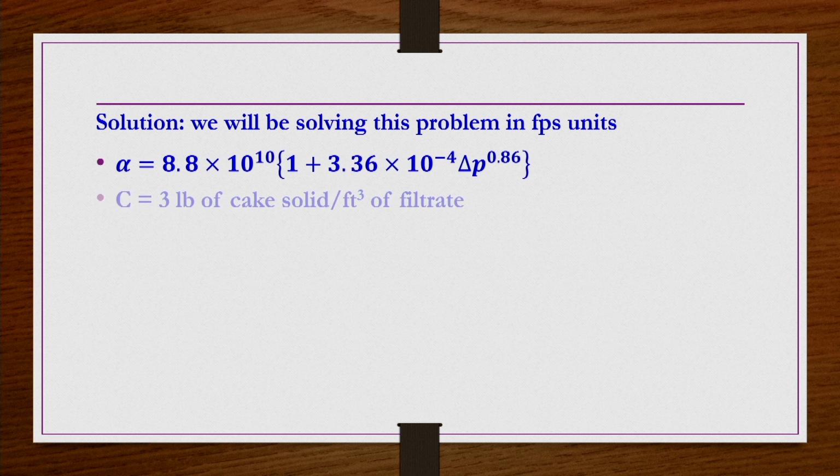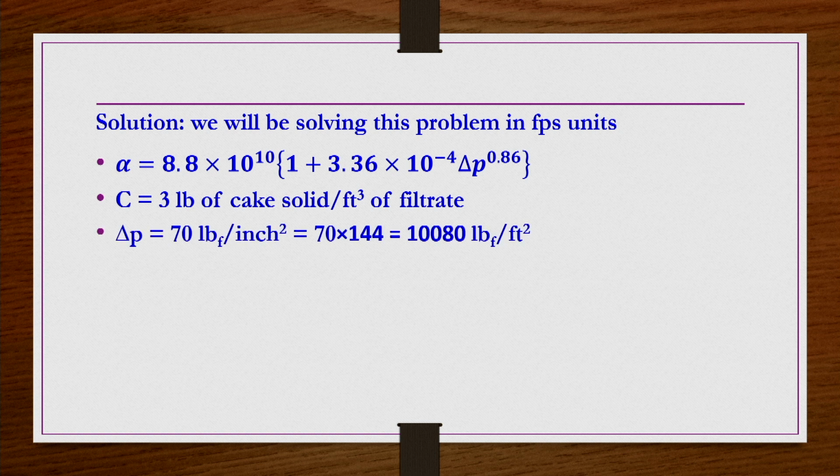Alpha is given by this expression, C is also given, 3 lbs of cake deposited on filter medium per feet cube of filtrate, that is given directly. Delta P is given in lb force per inch square, so you have to convert it into lb force per feet square, because in this alpha expression, delta P has to be in lb force per feet square as per the problem statement. So, delta P is 10080 lb force per feet square. If you substitute here in this alpha expression, you will get the specific cake resistance at this pressure drop.